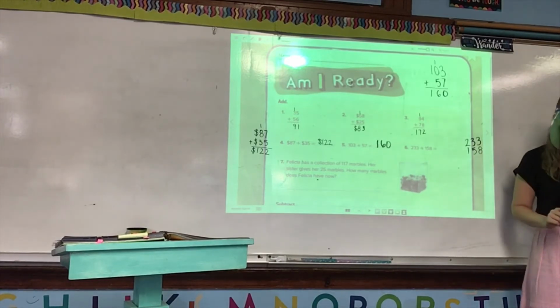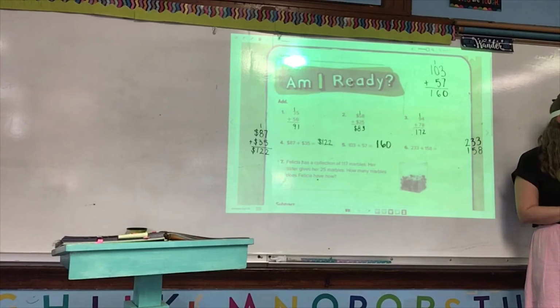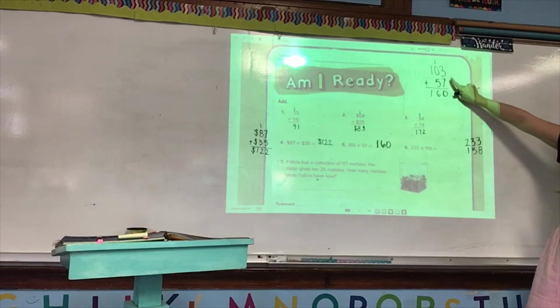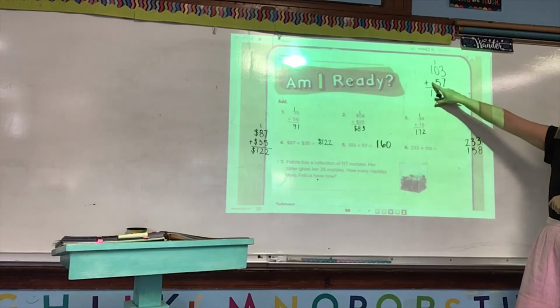Does everybody understand why I'm writing my second number backwards? All it is so that I can make sure I line my numbers up. And I'm writing it backwards because sometimes I don't have the same number of places. So writing it backwards will make sure I don't accidentally put this 5 in the hundreds place.